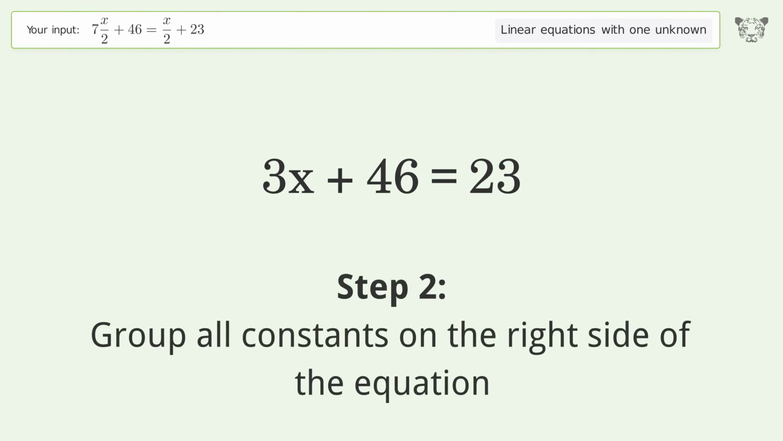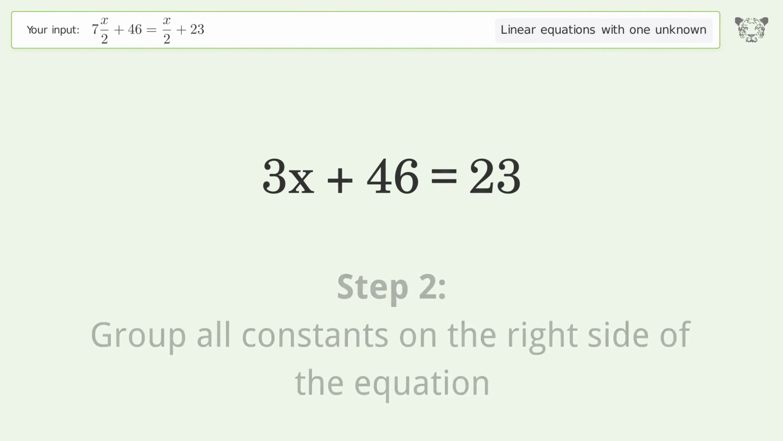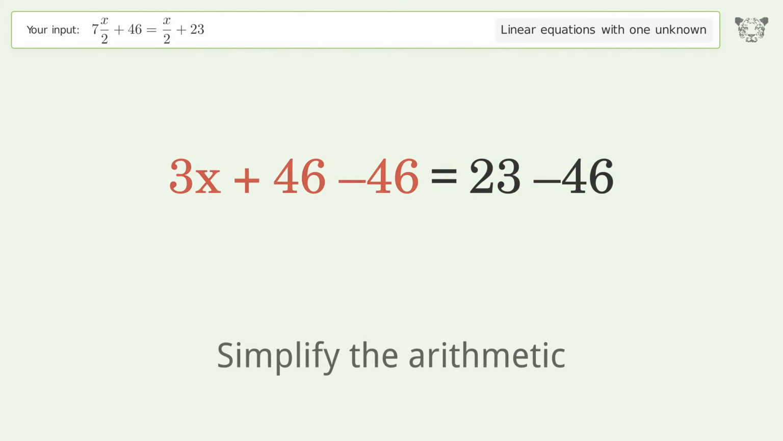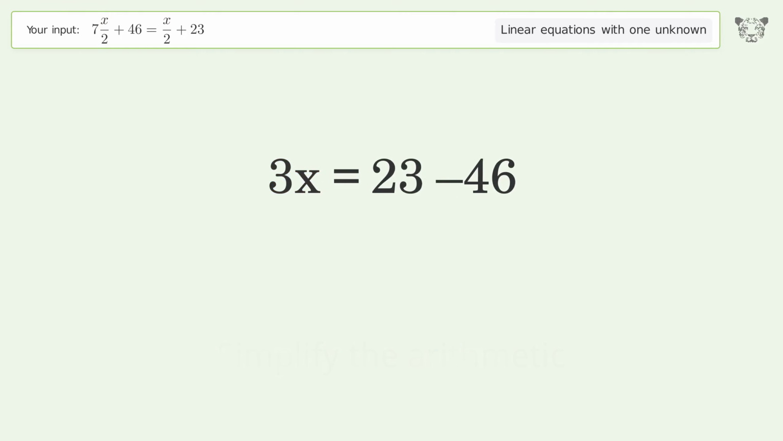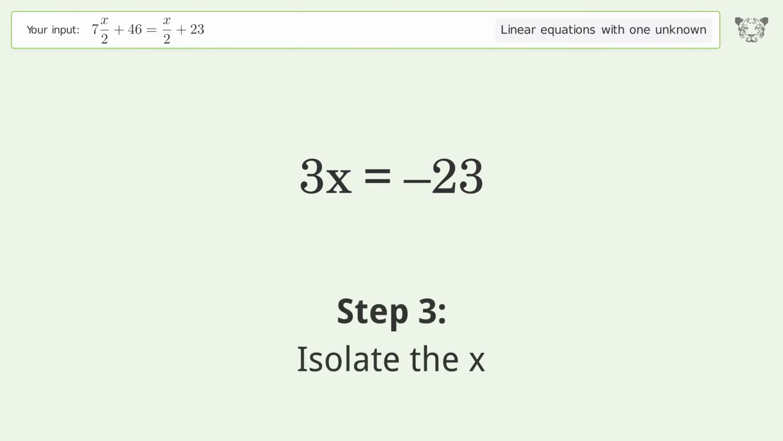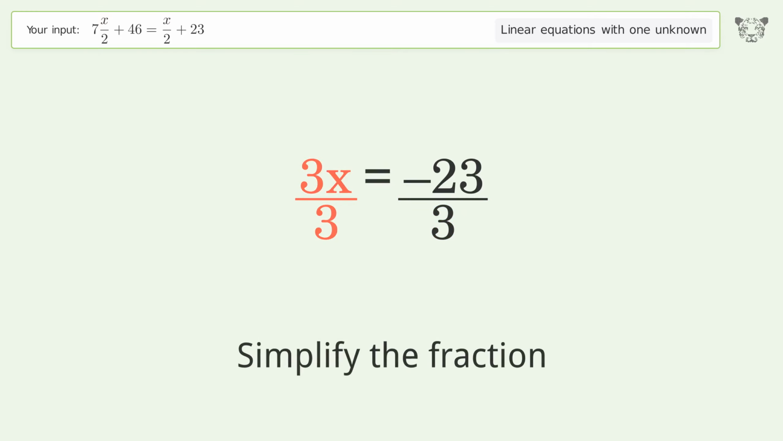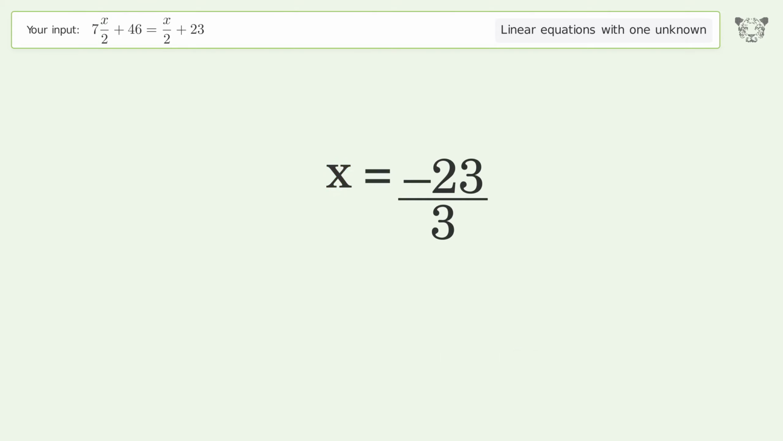Group all constants on the right side of the equation. Subtract 46 from both sides. Simplify the arithmetic. Isolate the x. Divide both sides by 3. Simplify the fraction. And so the final result is x equals -23/3.